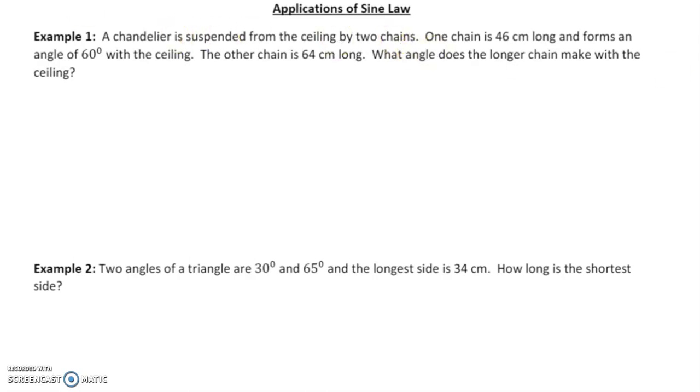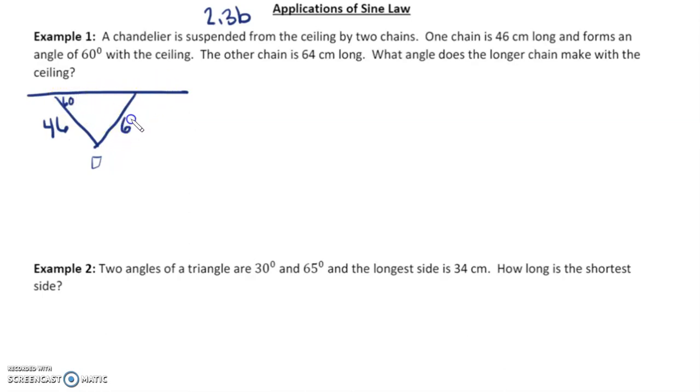Okay, applications of sine law. So I guess we can call this 2.3 part B. Okay, a chandelier is suspended from the ceiling by two chains. So think of it as a ceiling, and there's going to be two chains, and there's going to be some chandelier on here. Okay, one chain is 46 centimeters long and forms an angle of 60 degrees with the ceiling.